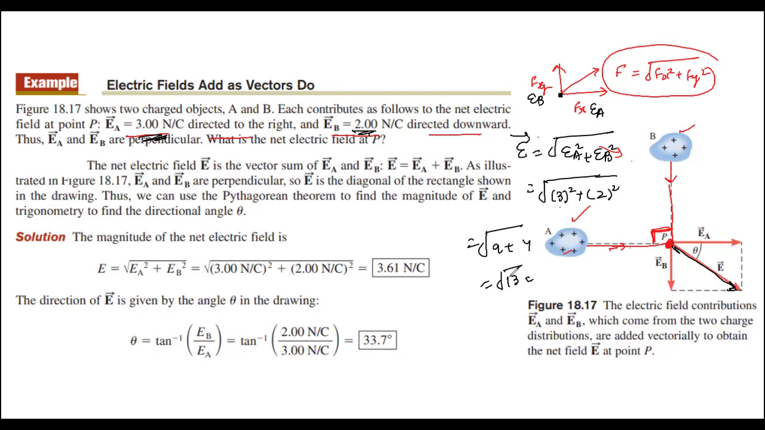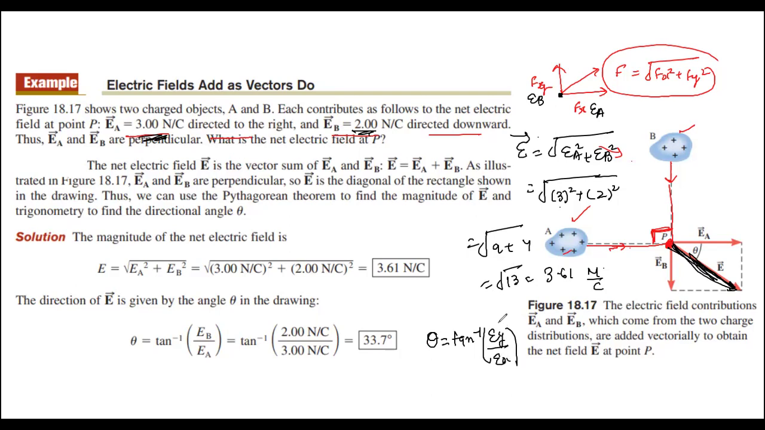Let me put that in the calculator, square root 13 real quick. It gives me the answer 3.61. So this is the magnitude of this resultant electric field, or the net electric field over here. So 3.61, what are the units? Don't forget newton per coulomb. And do you remember how we can find the direction, or the theta? It is tan inverse of EY upon EX.